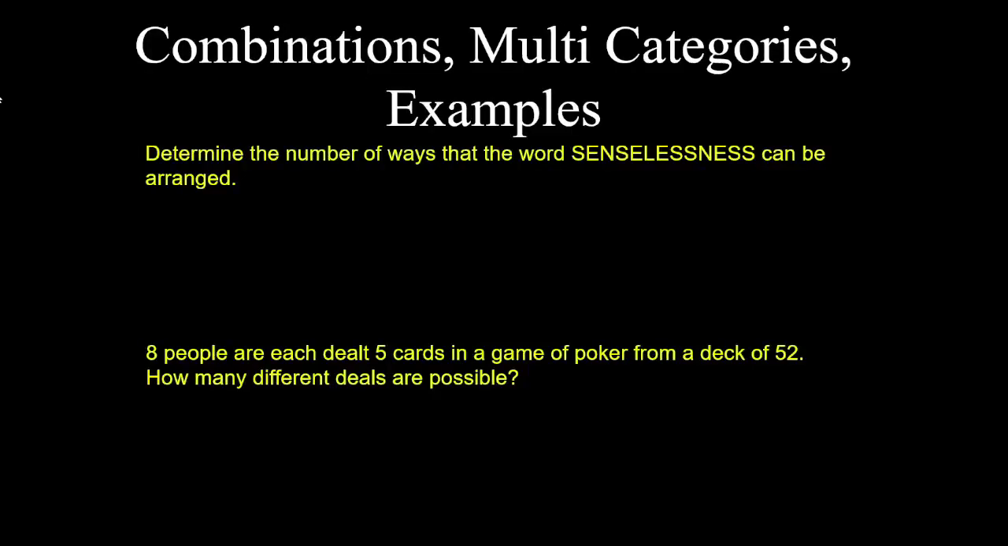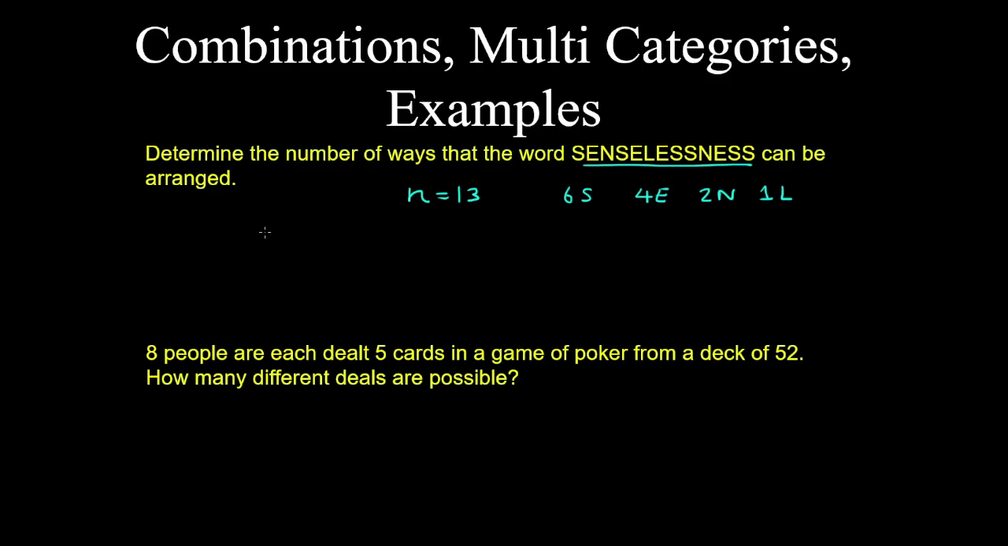Let's determine a number of ways that the word senselessness can be arranged. So the number of letters in this word is 13, and we can label different categories using the different letters in the word. So we have 6 letters assigned to category S, 4 E's, 2 N's, and 1 L.